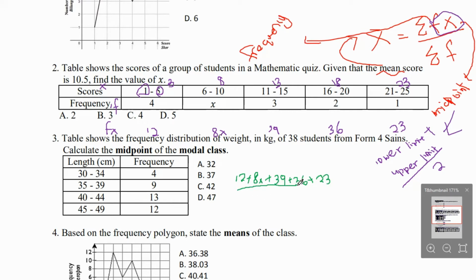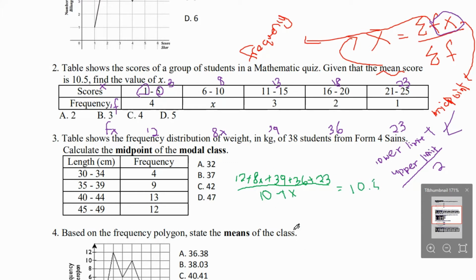over summation of frequency. So total of frequency. You have to add up all the frequency here. 4 plus x plus 3 plus 2 plus 1. So this is equal to 10 plus x. And this is equal to the mean. Therefore, it equals the mean, which is 10.5.